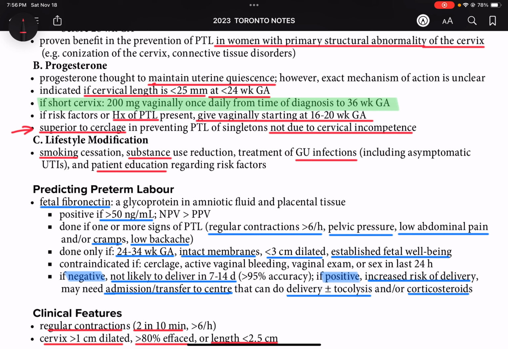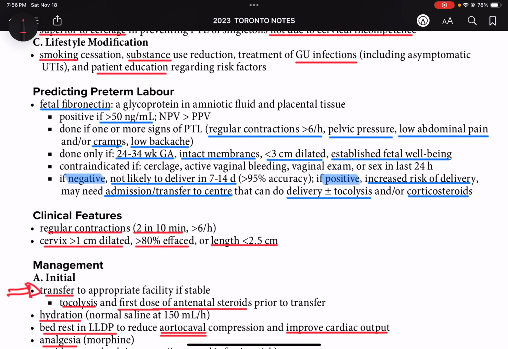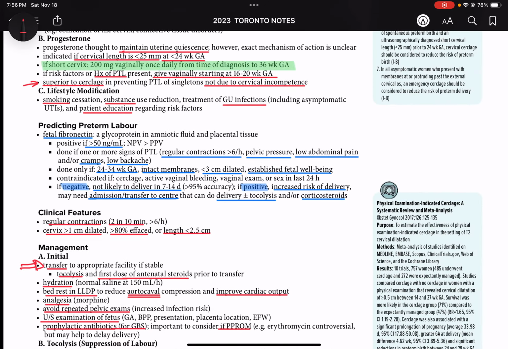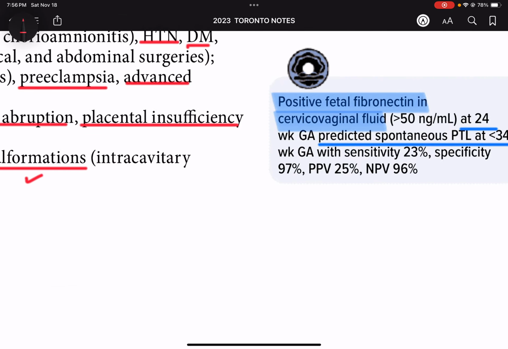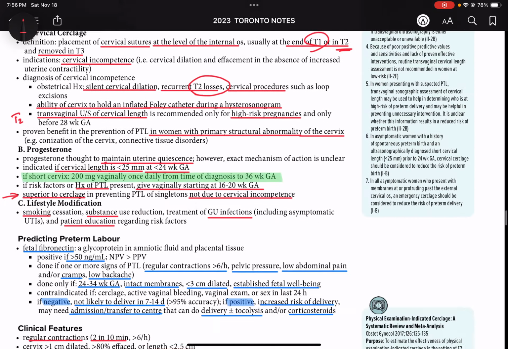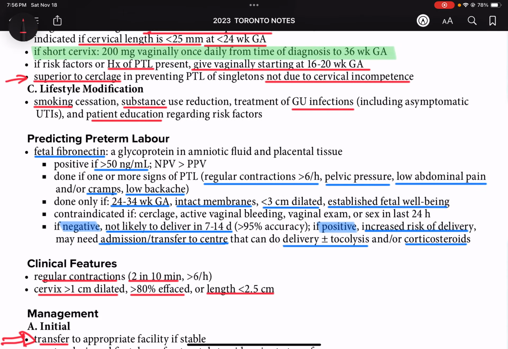Moving forward, lifestyle modification: smoking cessation, substance use reduction, treatment of any GU infections, and patient education regarding the risk factors. Predicting preterm labor. How can we predict preterm labor? We had a little table right here too, talking about positive fetal fibronectin in the cervicovaginal fluid. So it is the same thing. How do we predict preterm labor?